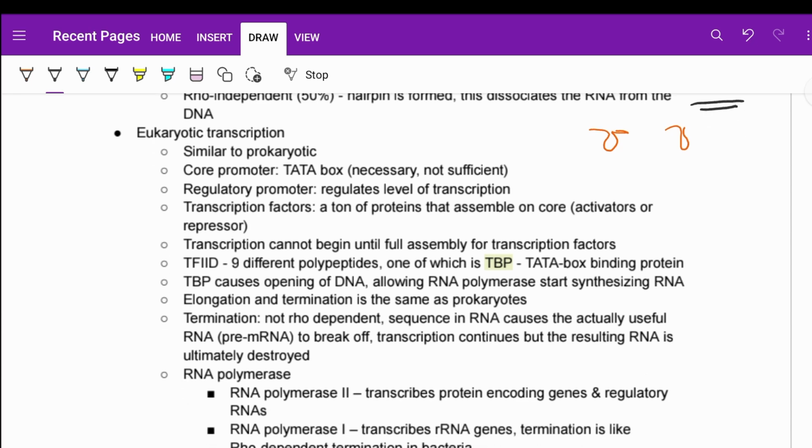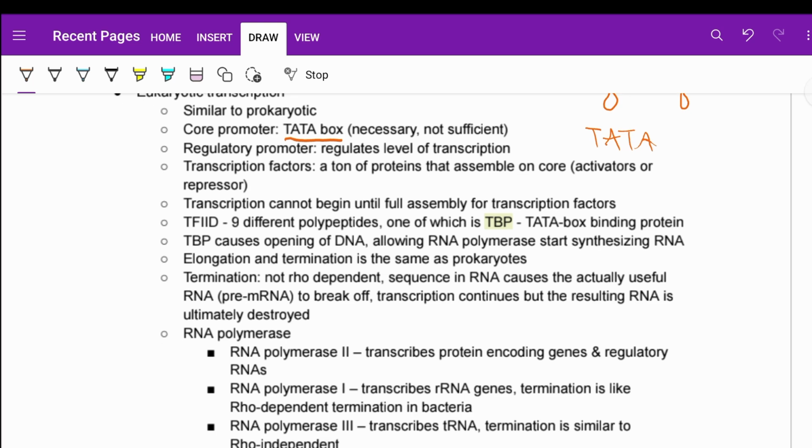All right, and then we go to eukaryotic transcription. This is pretty similar to prokaryotic. A main difference is it has no Shine-Dalgarno sequence and instead has a TATA box as core promoter. TATA box literally means it has nucleotides T, A, T, A, but we call it TATA because that's what it spells. This is necessary, basically, but it's also not sufficient.